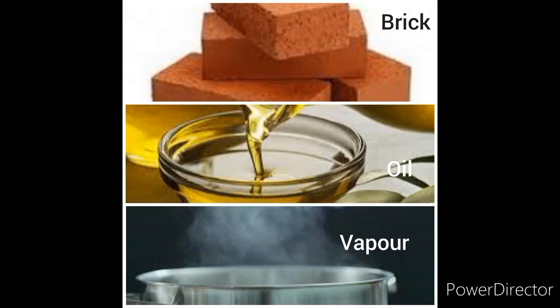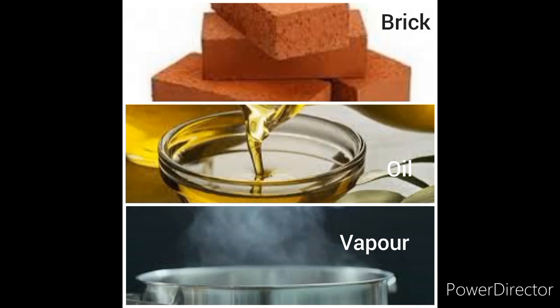So like this, these three objects have some differences. The bricks have definite shape and volume, whereas the oil and the water vapor, they don't have definite shape and volume. And the brick cannot flow, whereas the oil and the water vapor can be easily flowing. And the brick is not compressible. We cannot compress the brick, whereas oil and the water vapor are compressible. Okay, so like that we can say so many differences between these objects.